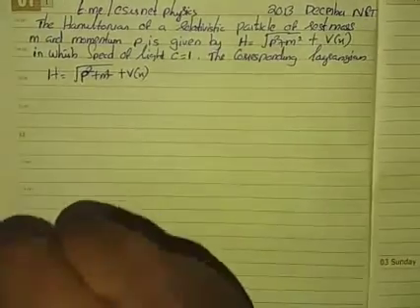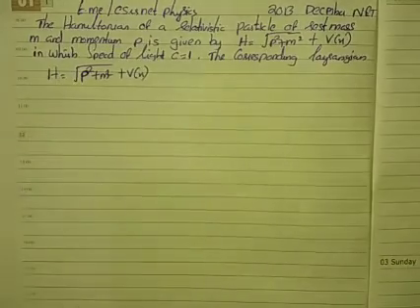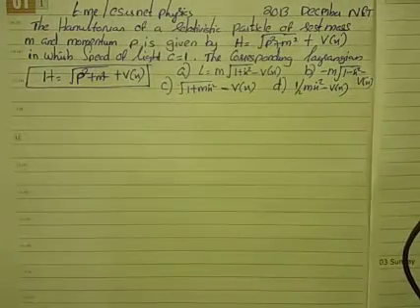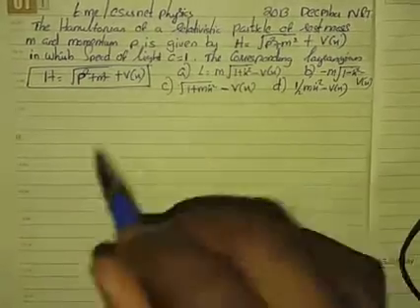So that's the Hamiltonian. And I forgot to write down the options. So now we have our options here. We have different options, and we need to find out the corresponding Lagrangian.